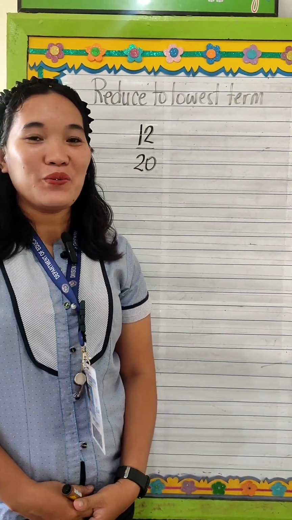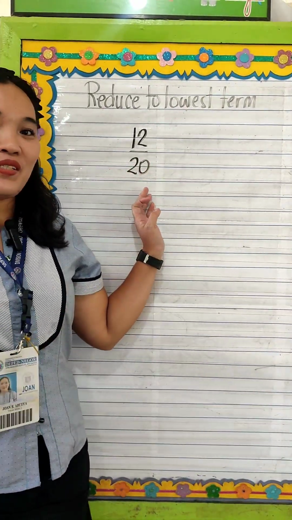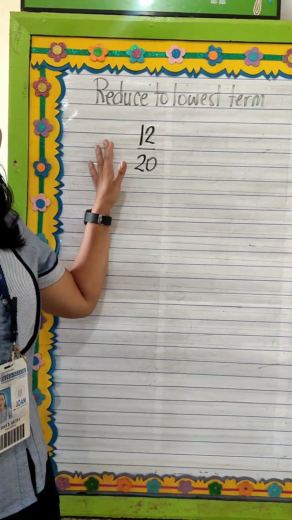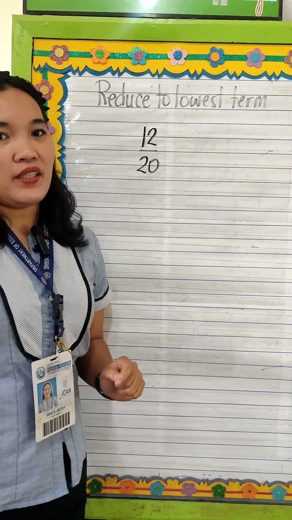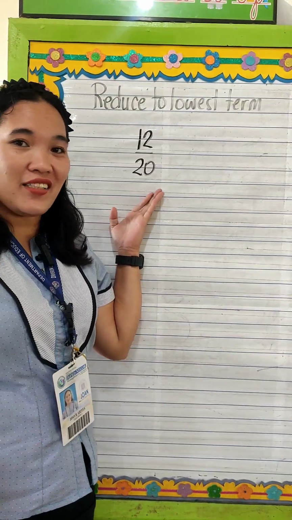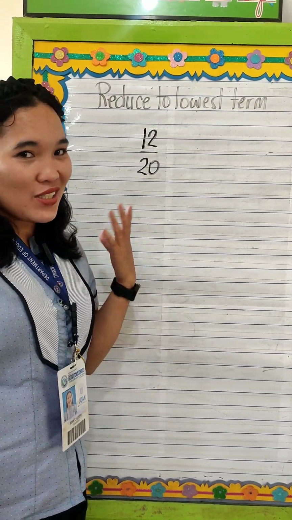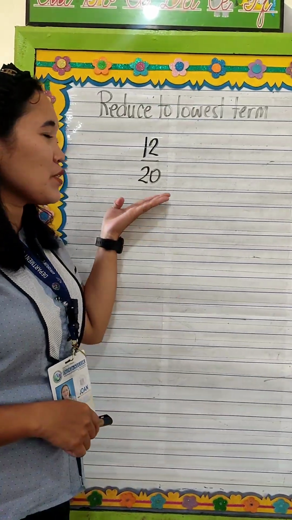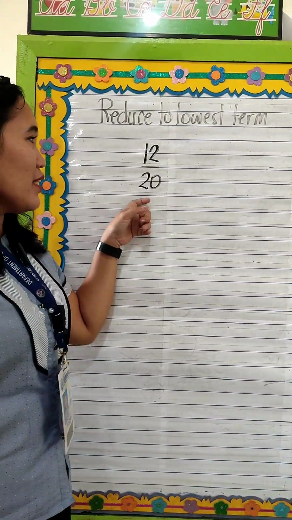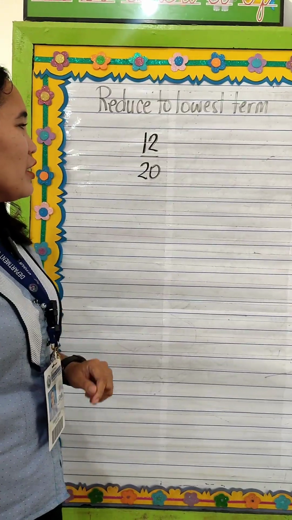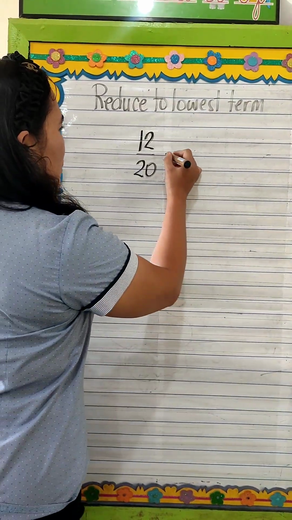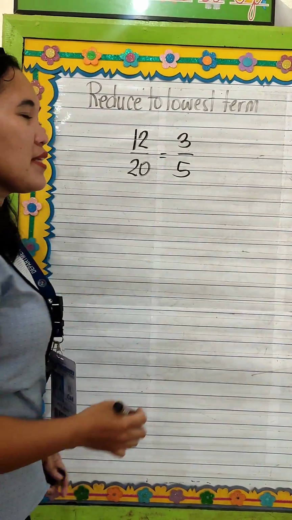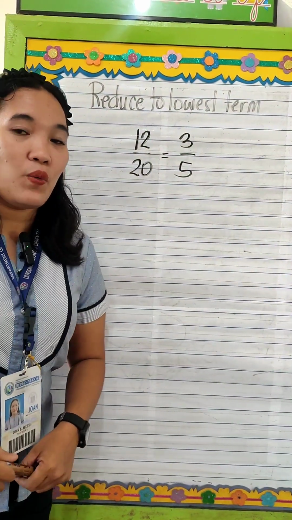For today's video, we are going to reduce fractions to its lowest term. So take this fraction, for example, 12 over 20. This kind of fraction is not in lowest term, so we need to turn this into lowest term. And if I am going to turn this into lowest term, I can directly say that this fraction is having 3/5 as its lowest term because I know what's the GCF.